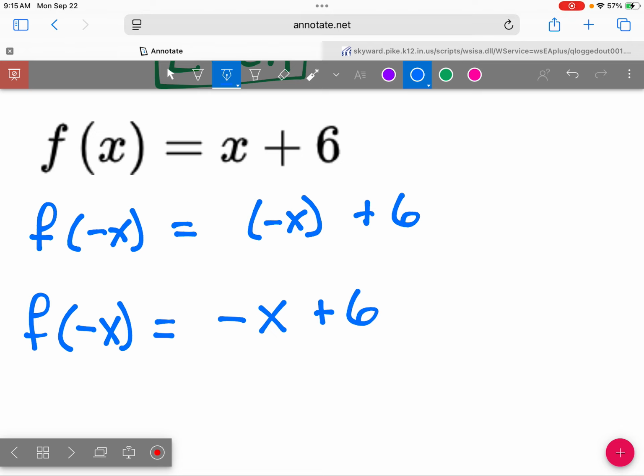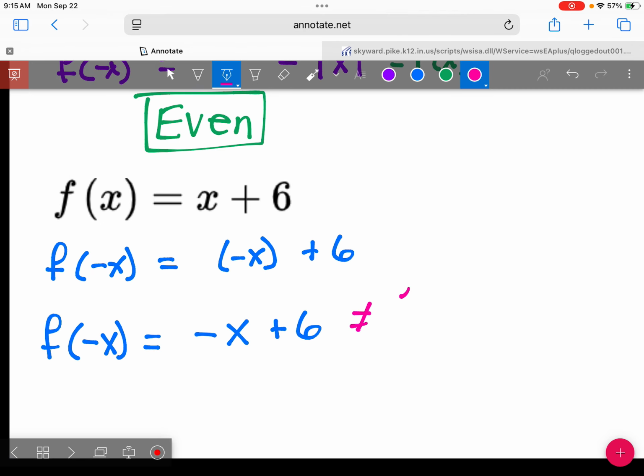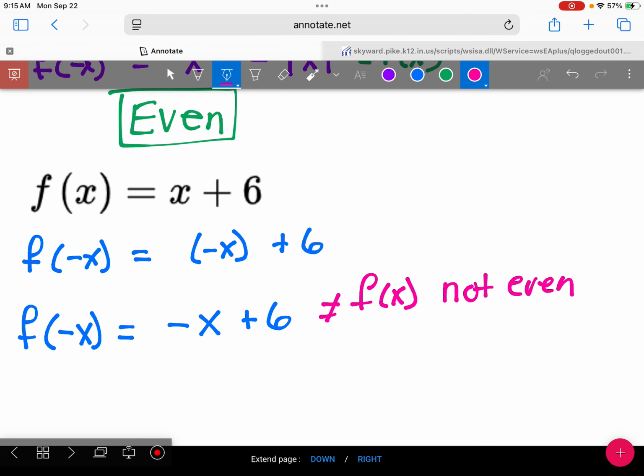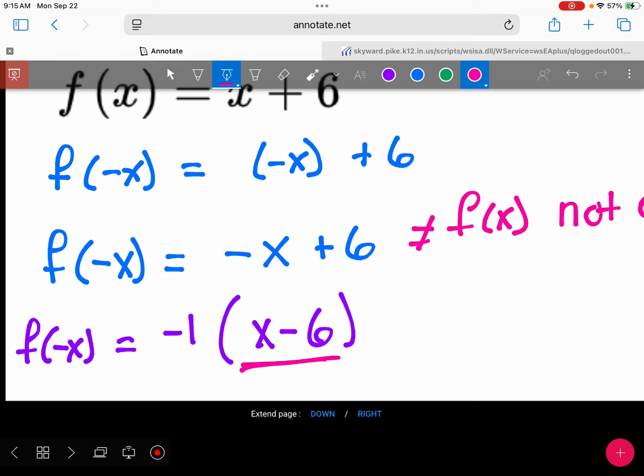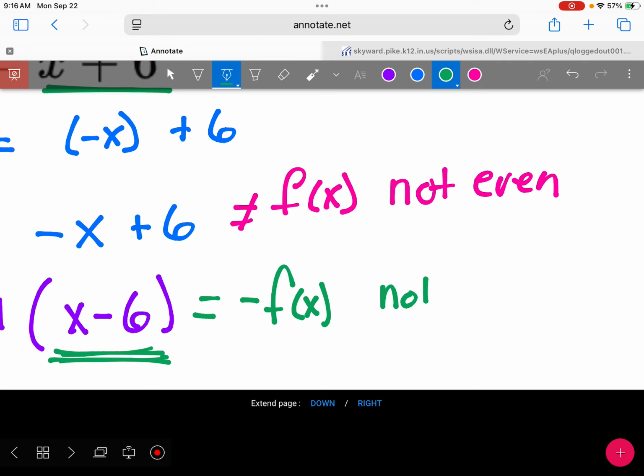So is this even? No. This is not exactly what we started with, so it's not f of x. So it's not even. If I factor a minus 1 out, what would we get? Minus 1 times x minus 6. So this is still our f of minus x. Is this exactly what we started with? No. X minus 6 is not the same thing as x plus 6. So this does not equal our minus f of x either, so it is also not odd. This is neither.